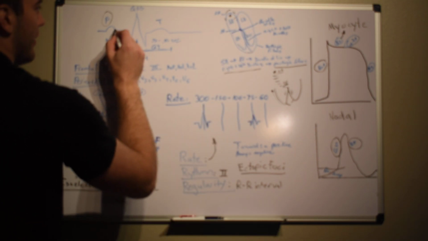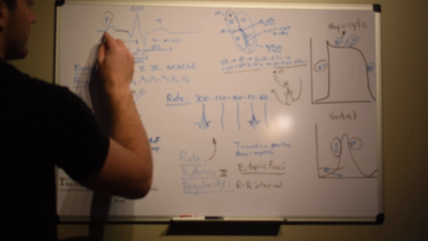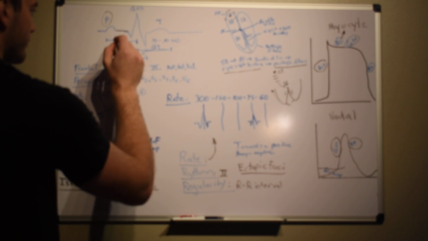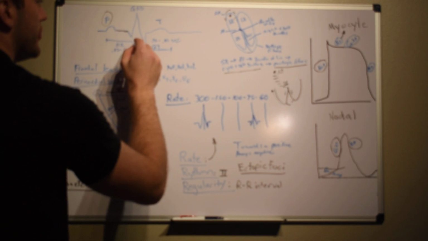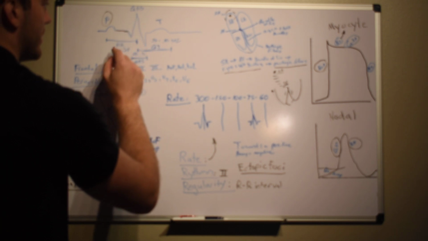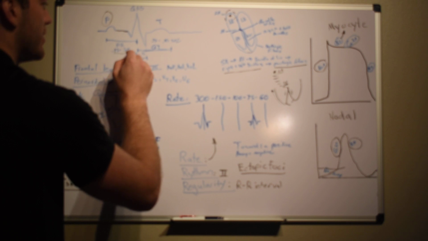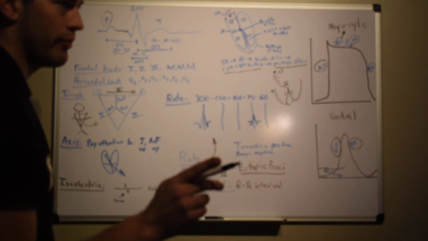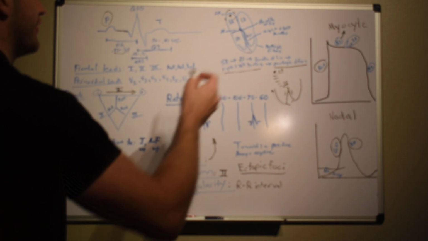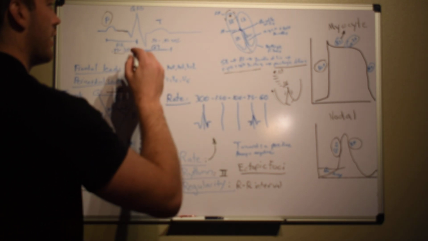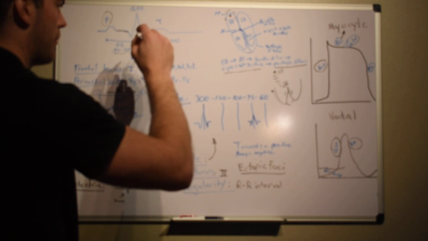So this interval here is important, and we call the time from the start of the P wave to the middle of this complex here, which we'll get to, the PR interval, and it is about 0.12 to 0.2 seconds long. That's going to be important because that's the time needed for the atria to fill the ventricles. All right, so now the next thing we have is our QRS complex.